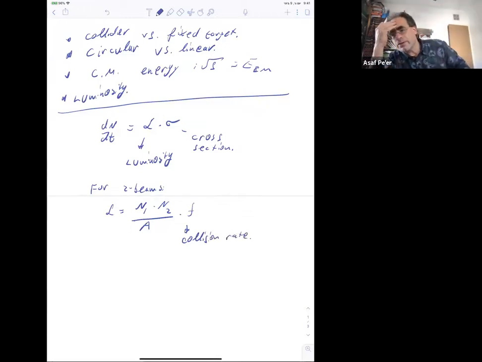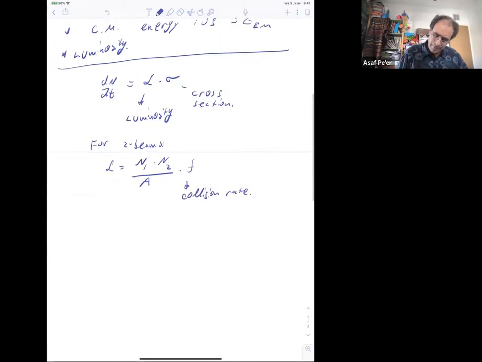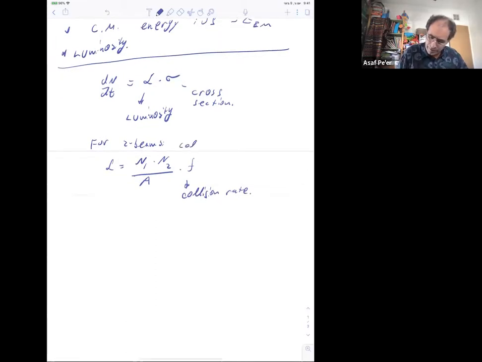I'm going quickly because we already did that. So if you have any questions, then please stop me. Right? So for two beam collider, that is. If something is not clear, I assume this is things that are relatively simple, and we've already discussed some of them. So if something is not clear, then let me know.